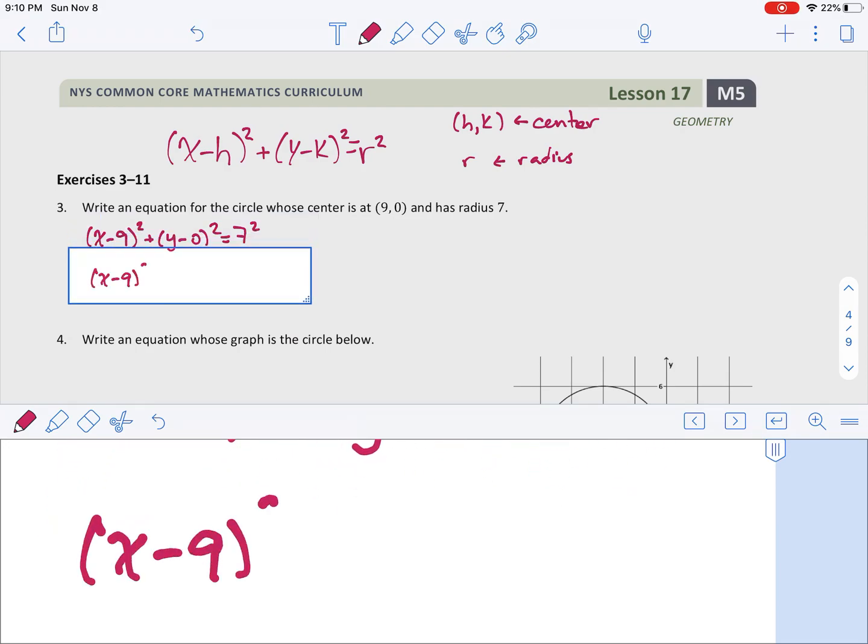x - 9 doesn't reduce. y - 0 is just the same as writing y. And 7² is 49. So the equation of a circle with a center at (9, 0) and a radius of 7 is (x - 9)² + y² = 49.